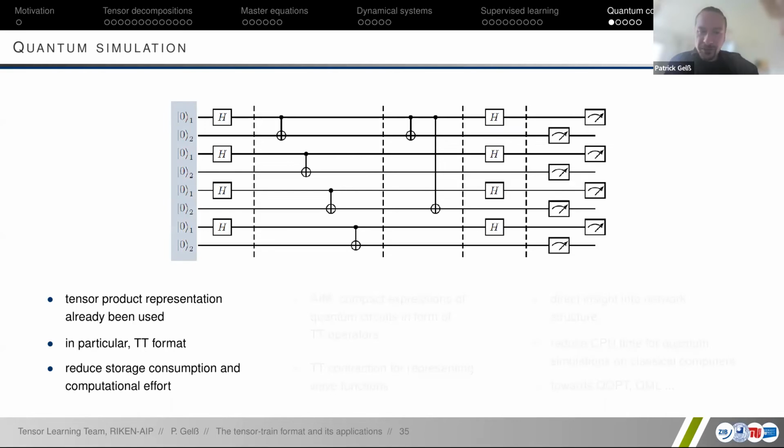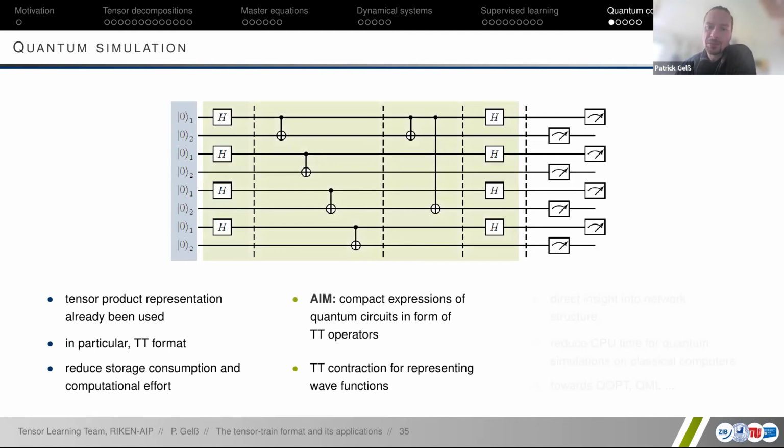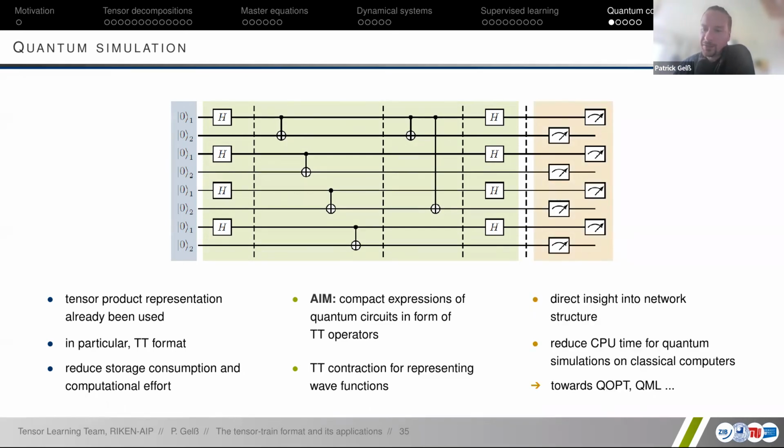So just to give you a brief overview, we have here a quantum circuit, which is a sequence of quantum gates. And in the last years, there were many publications, many applications of MPS or tensor train formats to quantum states to reduce their storage consumption. But what we wanted to do is to use tensor train operators to construct the quantum circuits itself. And the hope is to speed up these quantum simulations to reduce CPU time, and also to use this framework for constructing machine learning or optimization algorithms on quantum computers.